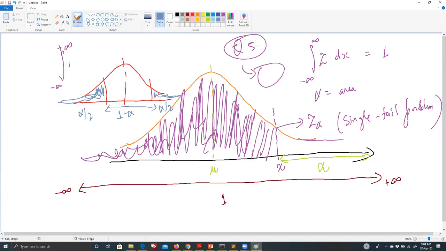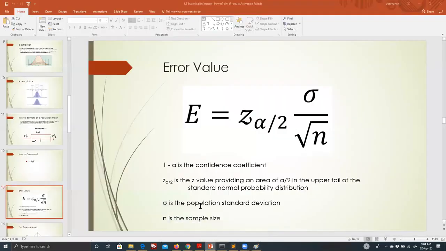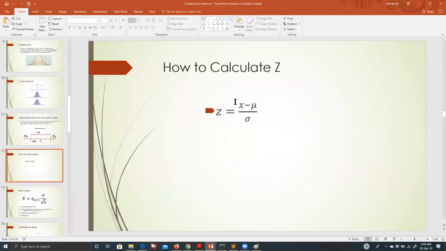Now there are multiple ways to calculate z itself. The very first way that you just saw is, you might be given the x. So basically you need to know how far away from the mean you are: x minus mu, divided by the standard deviation. That will give you z.